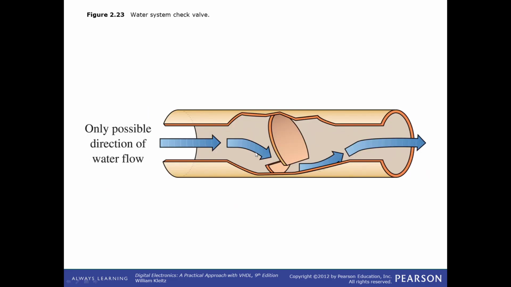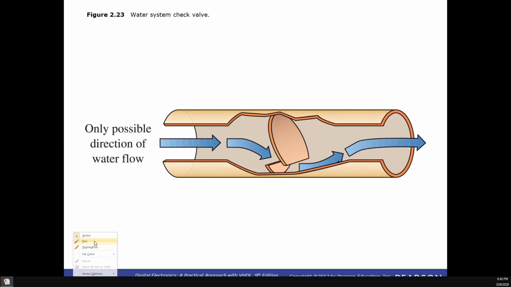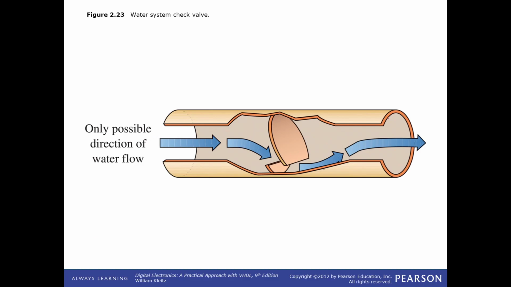So this is just another way of visualizing it. A water system check valve, where normally current flows through left to right. This big piece on the top is on a hinge, so it can swing back and forth. When water normally flows through it, it pushes that hinged door open, pushes the door to the right, and the door swings open, allowing water to flow through.